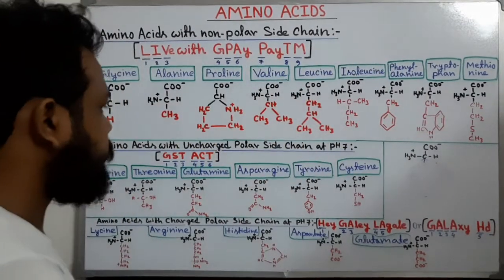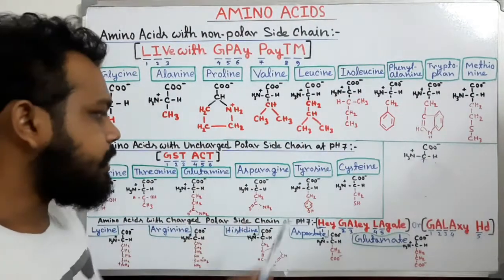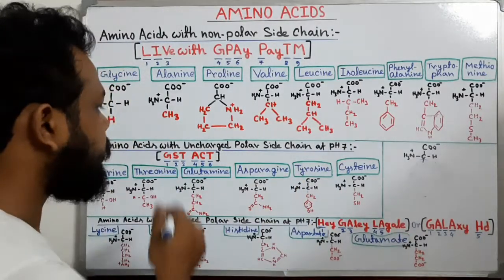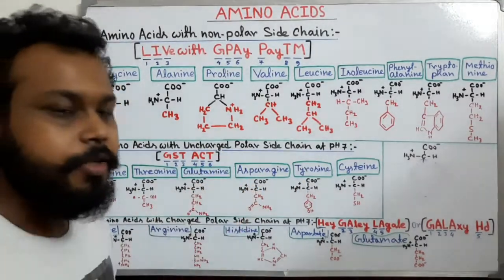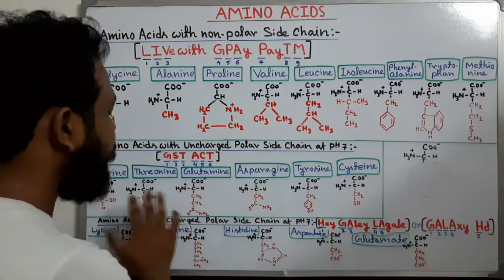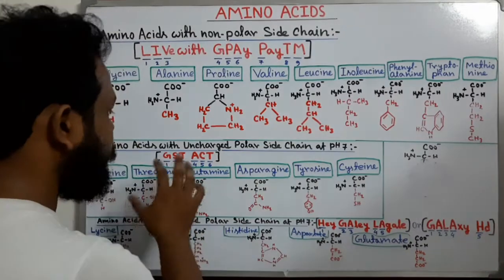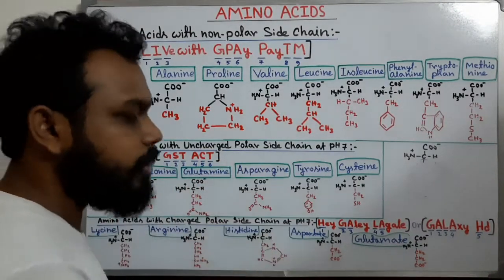Next is the uncharged polar side chain group. That means a total of 6 amino acids are present in this group that are polar. That means they are hydrophilic, but they don't bear any charge. So in this category a total of 6 amino acids are present.